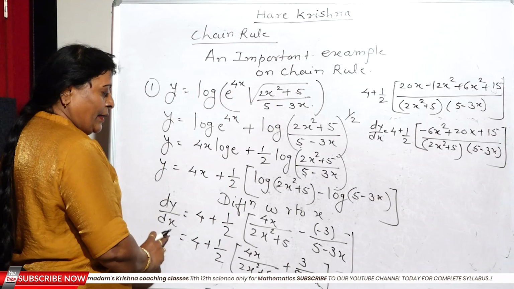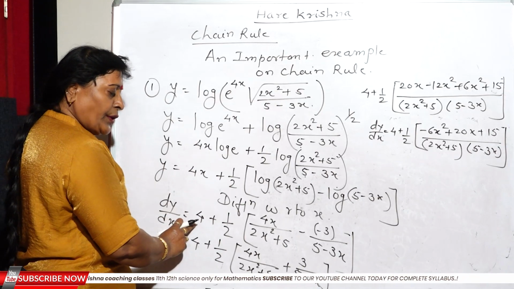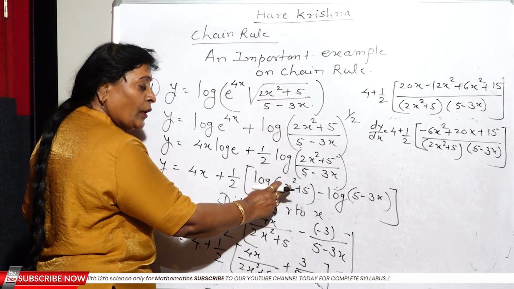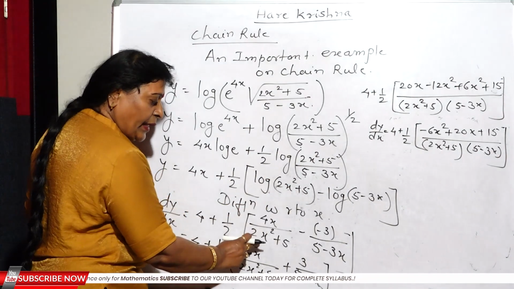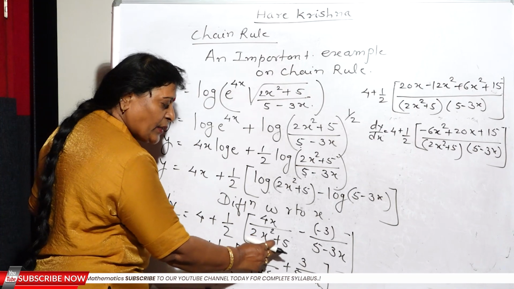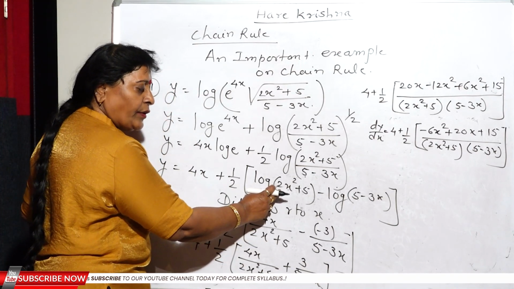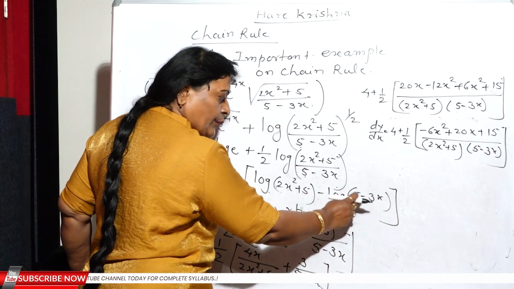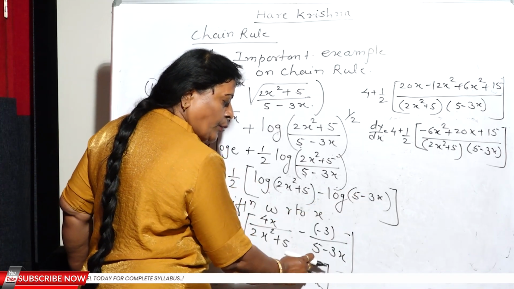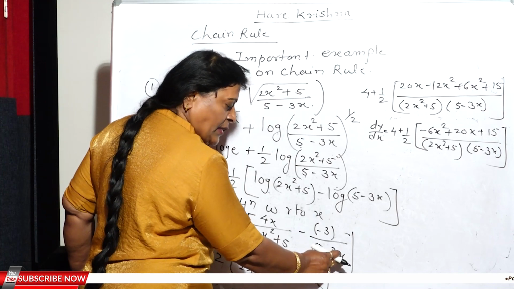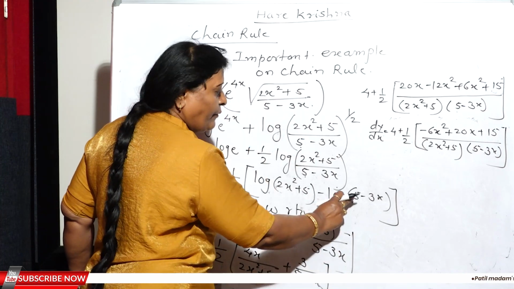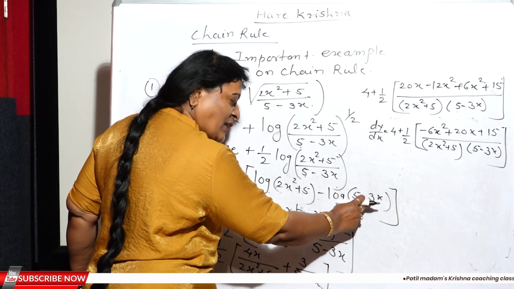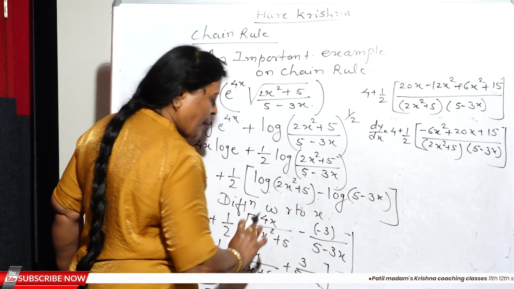Isn't it? Again dy by dx. What is the derivative of 4x? 4. 1 by 2 remains as it is. Here again you have to apply the chain rule. Substitute u. Log u's derivative is 1 by u, which means 1 upon 2x square plus 5. And what is the derivative of 2x square? That is equal to 4x. Again log u, that is 5 minus 3x. Again 1 by u means 1 upon 5 minus 3x. The derivative of 5 is 0. And what is the derivative of minus 3x? That is minus 3. This minus minus minus plus.